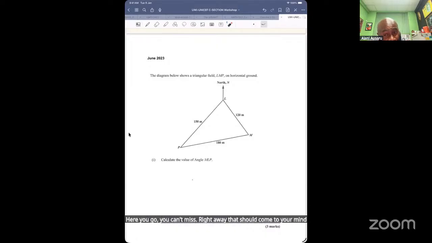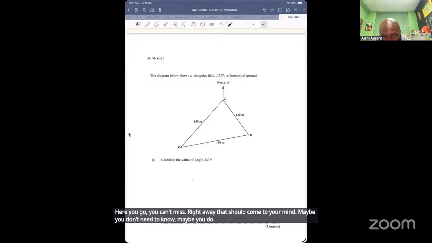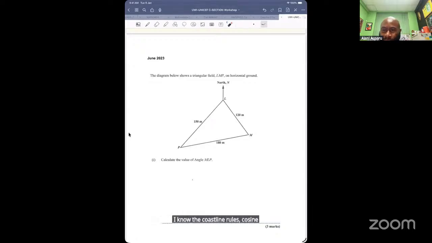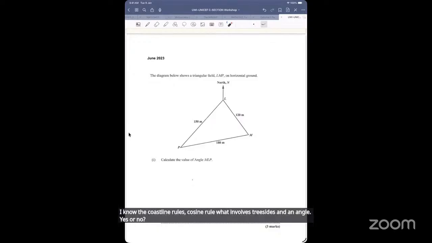Maybe you don't need to know, maybe you do. But that must come to your mind because you know three sides. You know the cosine rule. The cosine rule involves three sides and an angle. Yes or no? Yes, sir.